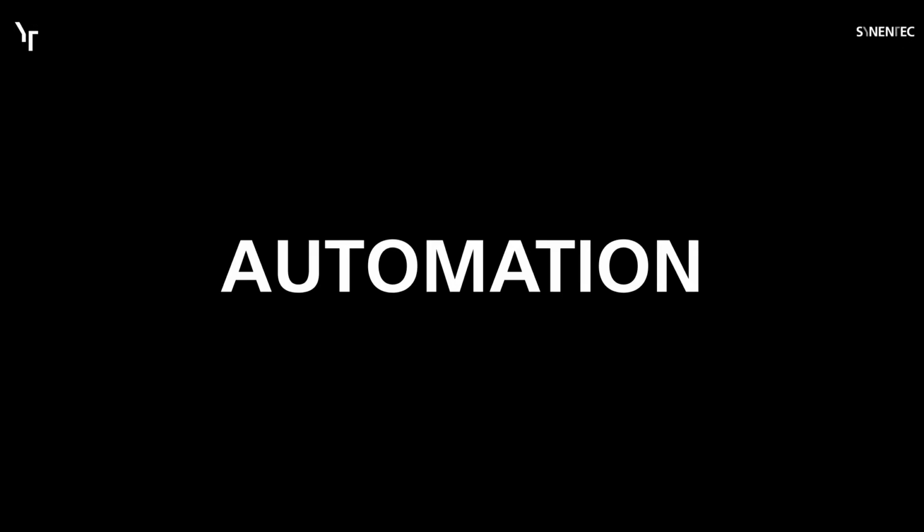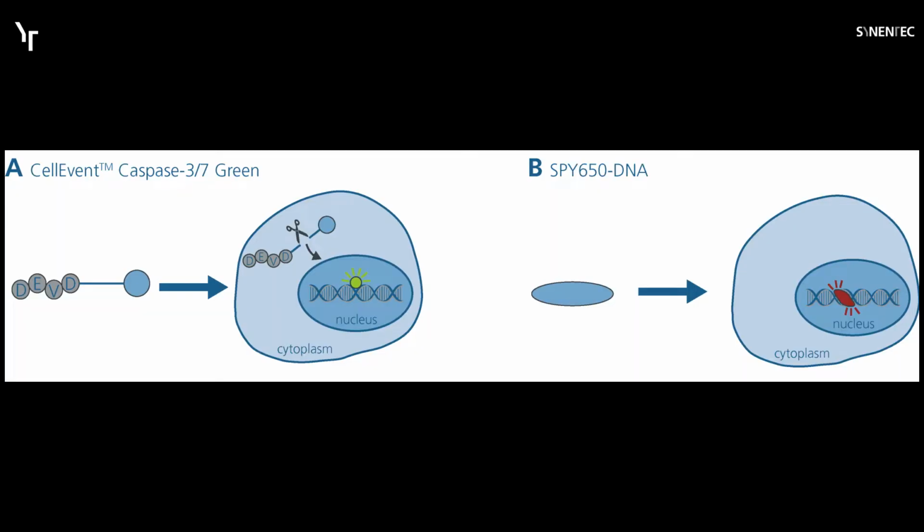Today I'd like to give you a short overview of how to use our images to analyze caspase activity in living cells over time. Personally, I'm really excited about this application as it is very simple and suitable for automation and high-throughput screening. To perform this assay, we use two fluorescent probes.